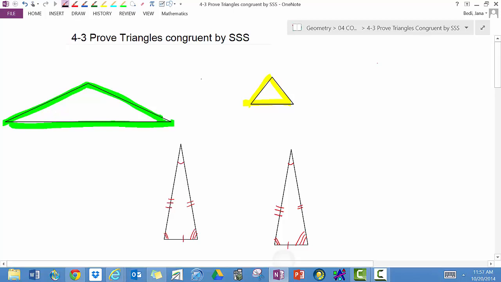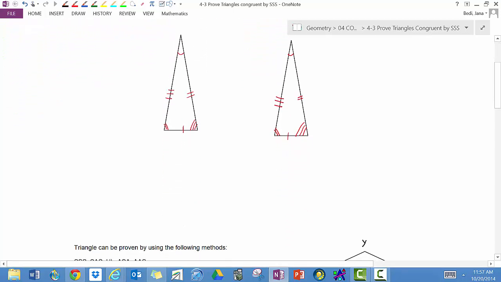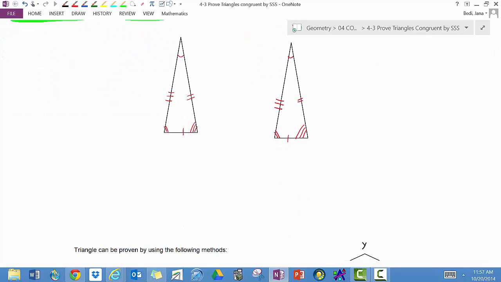And the way we indicate that is, this is the congruency sign, and if we put a slash, that means those two triangles are not congruent. By contrast, look at the two triangles below. In these two triangles, all three angles are congruent, all three sides are congruent. That means all corresponding parts are congruent. Therefore, the two triangles are congruent because their corresponding parts are congruent.